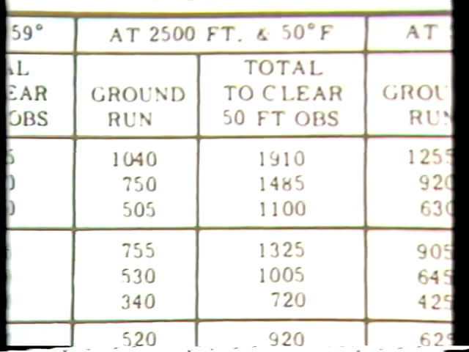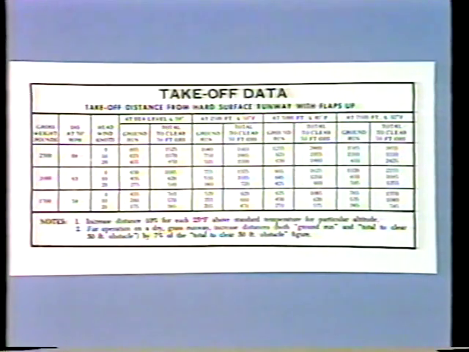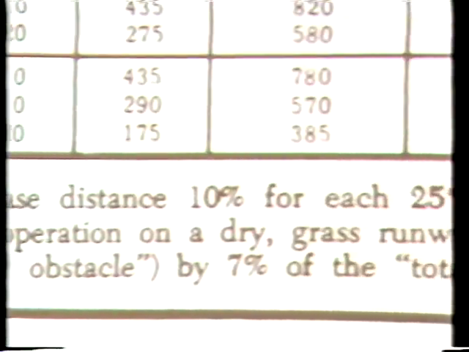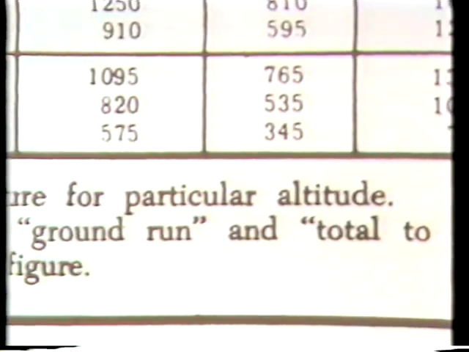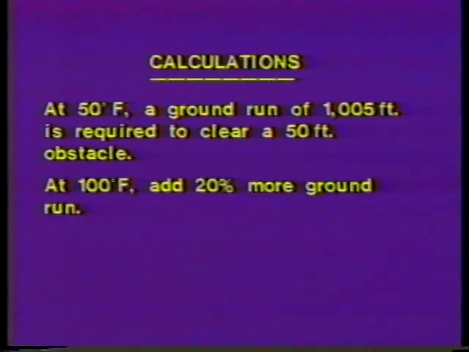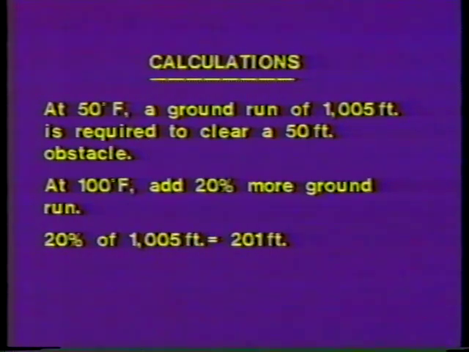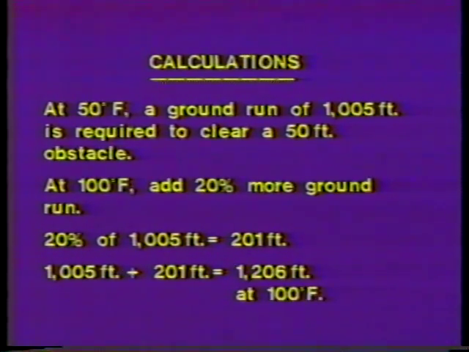Because the outside temperature is not 50 degrees Fahrenheit, refer to note number 1. The note says to increase distance by 10% for each 25 degrees Fahrenheit above standard temperature. Since the distance required to clear a 50-foot obstacle at 50 degrees Fahrenheit is 1,005 feet, for our 100-degree temperature, you would need to add 20% more to clear the same 50-foot obstacle. 20% of 1,005 feet is 201 feet. So the total distance to clear a 50-foot obstacle is 1,206 feet.